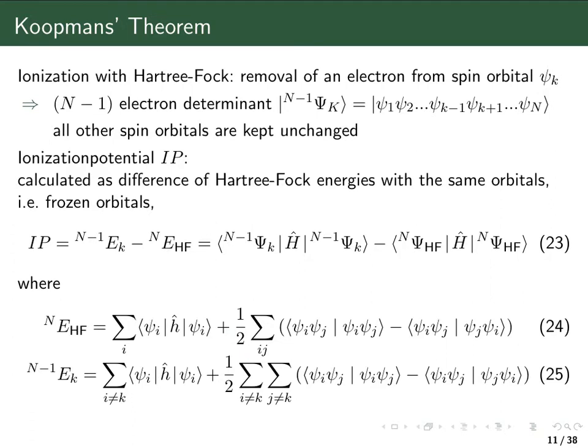Now for the n-1 electron system, we have in principle the same expression for this expectation value of the Hamiltonian. The only difference is that we have one spin orbital less. So here in the sum over all occupied spin orbitals, we have to exclude the spin orbital k. And again in the double sum over i and j, which are over all occupied spin orbitals, that should not include the spin orbital k. So we exclude spin orbital k here and there.